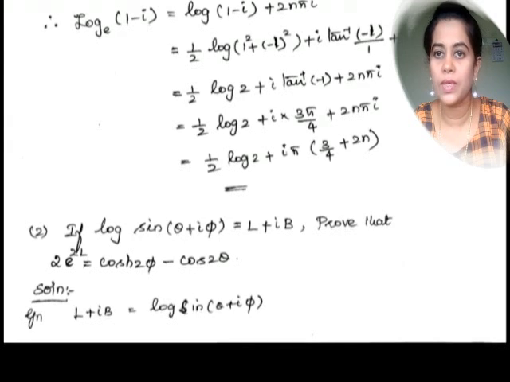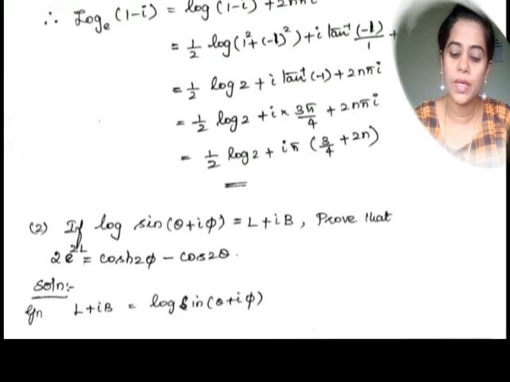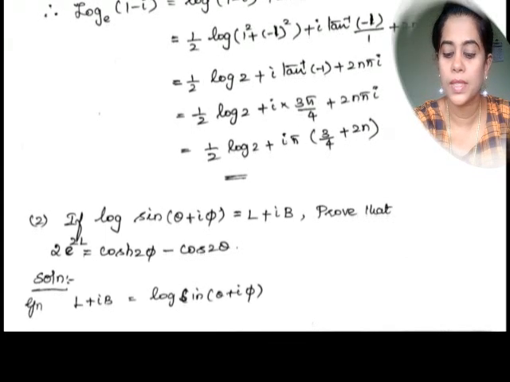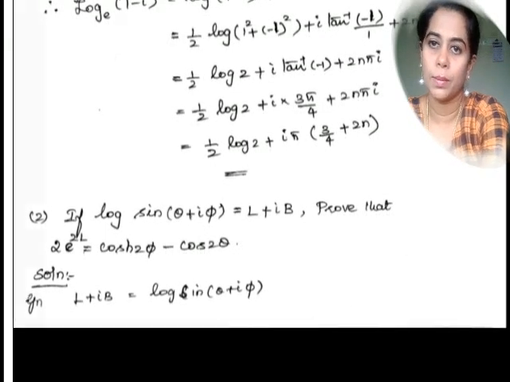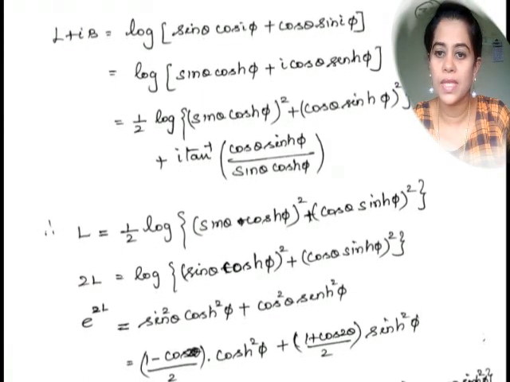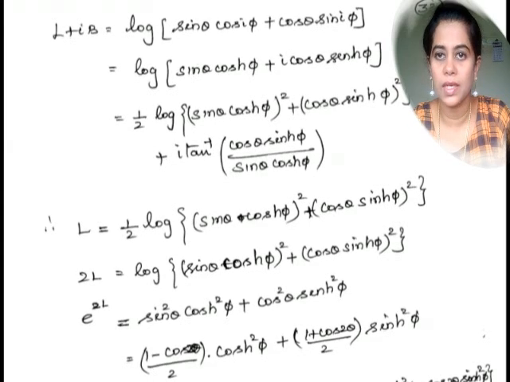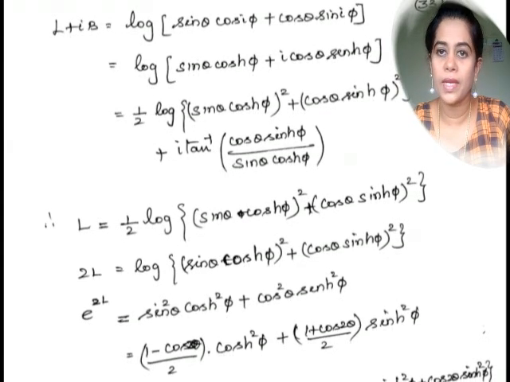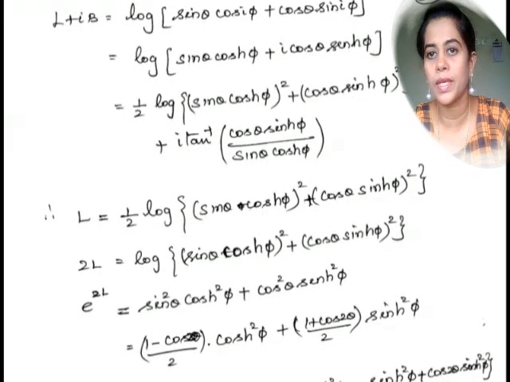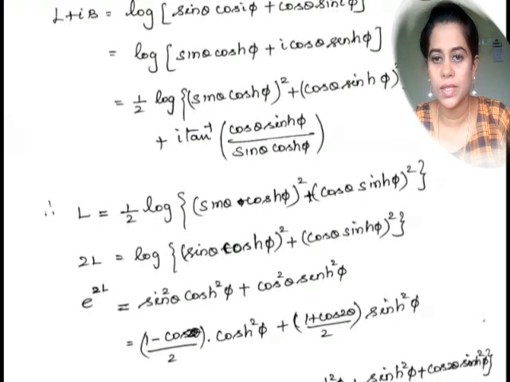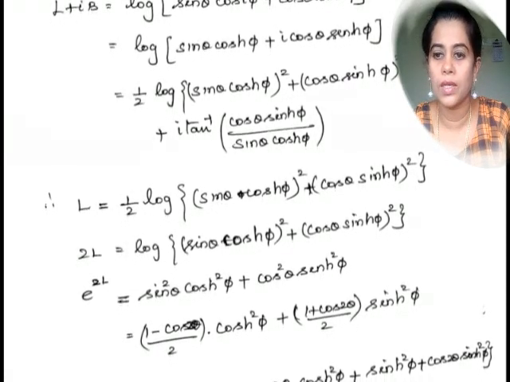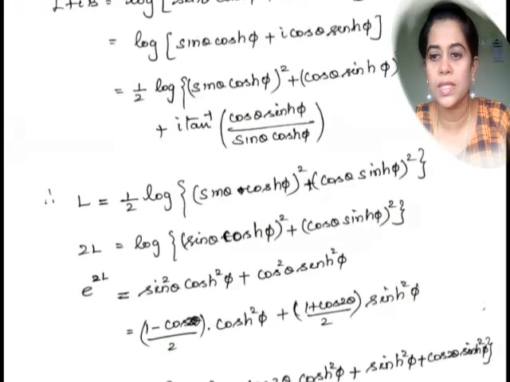So always we have to consider the given relation. The given relation is log of sin theta plus i phi is equal to L plus iB. With that, we are going to start the problem. So L plus iB is equal to log of sin theta plus i phi. That will be in the form of sin A plus B. Sin A plus B can be written as sin A cos B plus cos A sin B. So therefore it is sin theta cos i phi plus cos theta sin i phi.